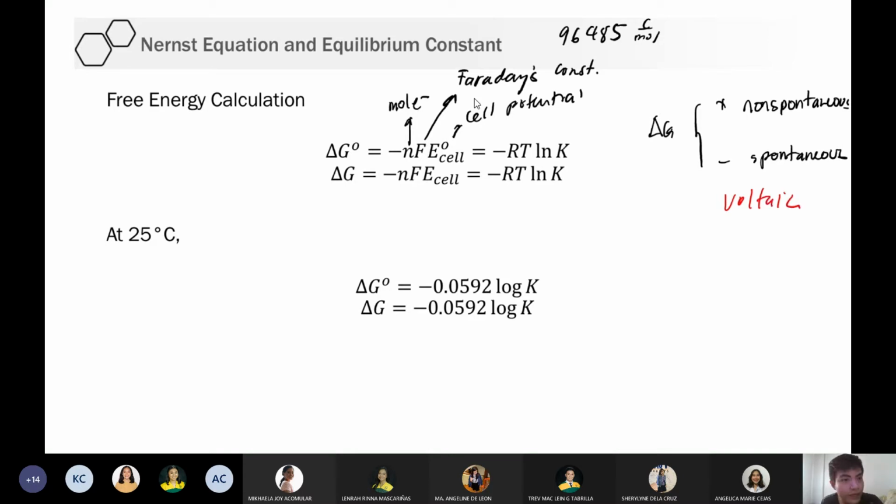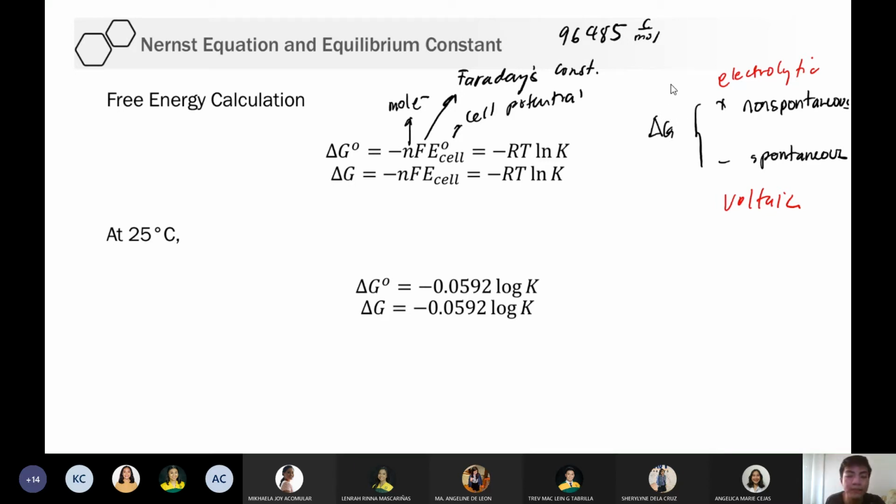Okay, so if you have negative delta G value, then voltaic cell yon. Ibig sabihin, it will spontaneously produce electricity. But if your delta G is positive, then it is electrolytic. No? Electrolytic. You have to do something for that reaction to happen. And one of the ways to allow that reaction to happen is to provide electricity.